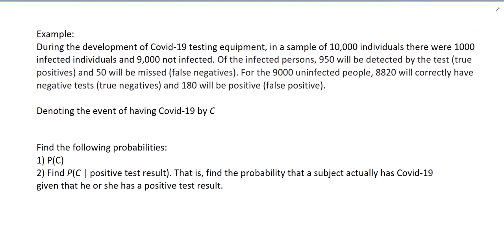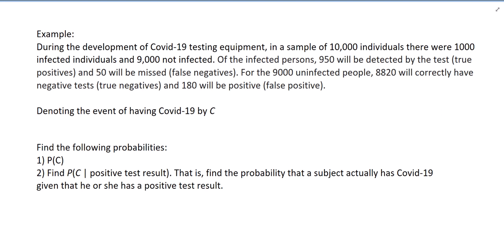All right, so let's look at this example. During the development of the COVID-19 testing equipment, in a sample of 10,000 individuals, there were 1,000 infected individuals and 9,000 not infected. Of the infected persons, 950 will be detected by the test, so those are true positives, and 50 will be missed, so those are false negatives. And then for the 9,000 uninfected people, 8,820 will correctly have negative tests, so true negatives, and 180 will be positive, so those are the false positives. And this is data that I got from the CDC when they were in development of the different COVID tests that we now use.